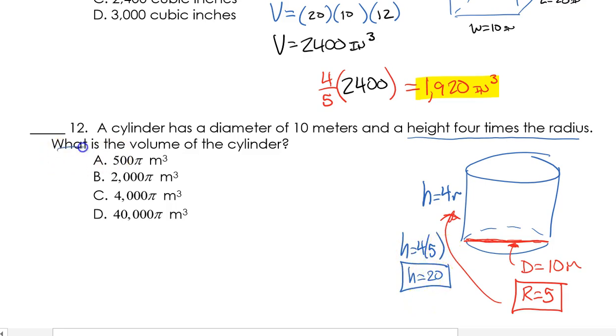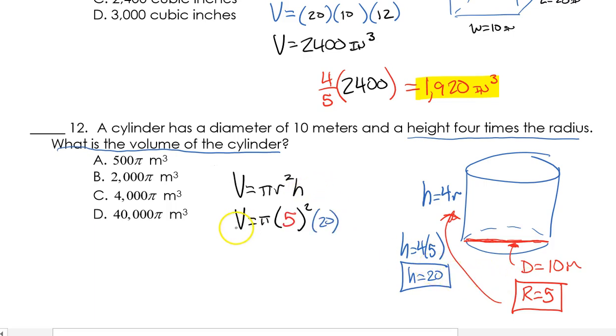Well, that helps us out because we are looking for the volume of the cylinder. Volume of a cylinder, we have that is volume equals pi r squared h. Substituting in our known radius and height gives us that volume is equal to pi times 5 squared times 20. Notice again our answers are left in terms of pi, so I'll simply just multiply our numbers together and leave the pi in, giving us 500 pi meters cubed, or an answer choice of A.